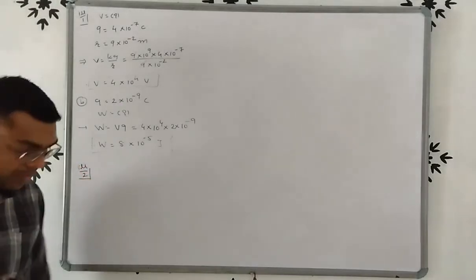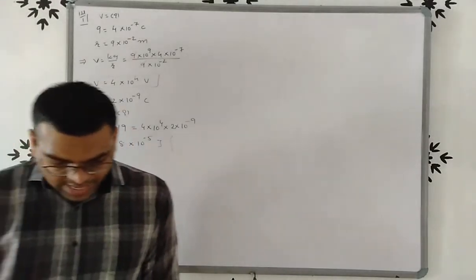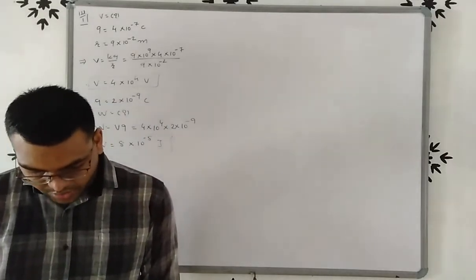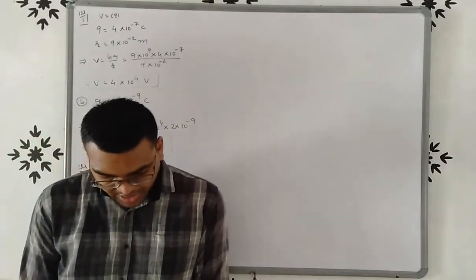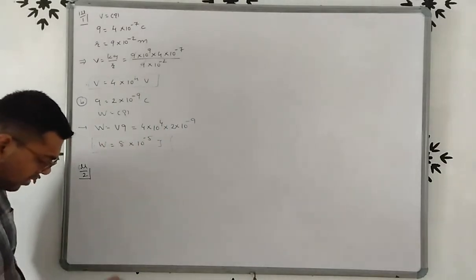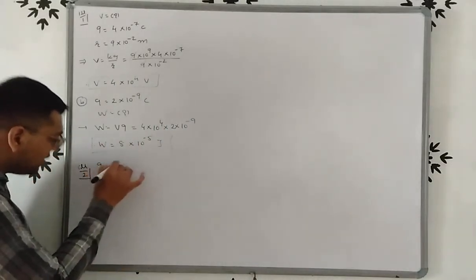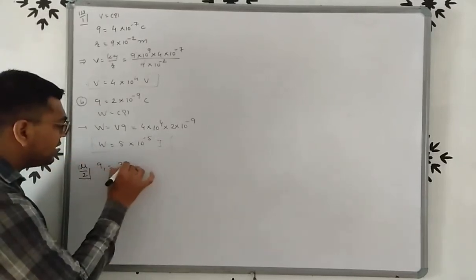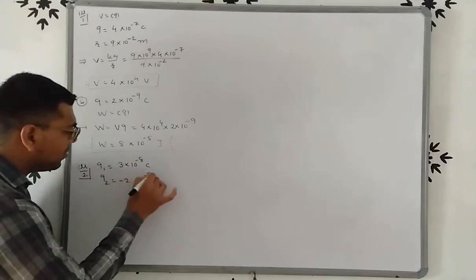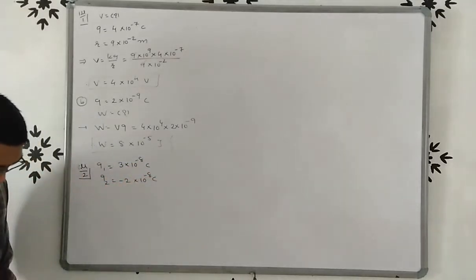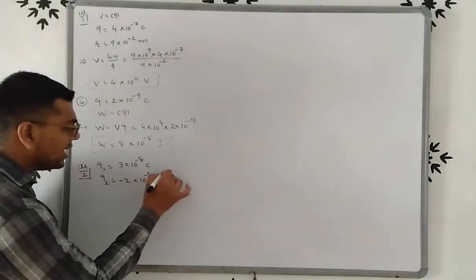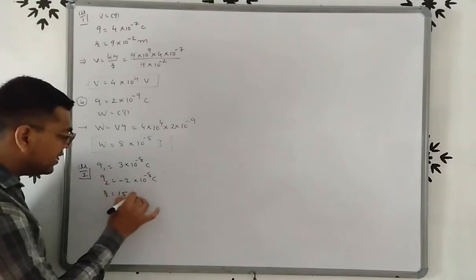illustration number 2. Two charges 3 into 10 raised to minus 8 coulomb and minus 2 into 10 raised to minus 8 coulomb are located 15 centimeter apart. So here the two charges, one Q1 is equals to 3 into 10 raised to minus 8 coulomb and Q2 is minus 2 into 10 raised to minus 8 coulomb. These are located 15 centimeter apart. So your distance between these two charges, that is R, is 15 centimeter.